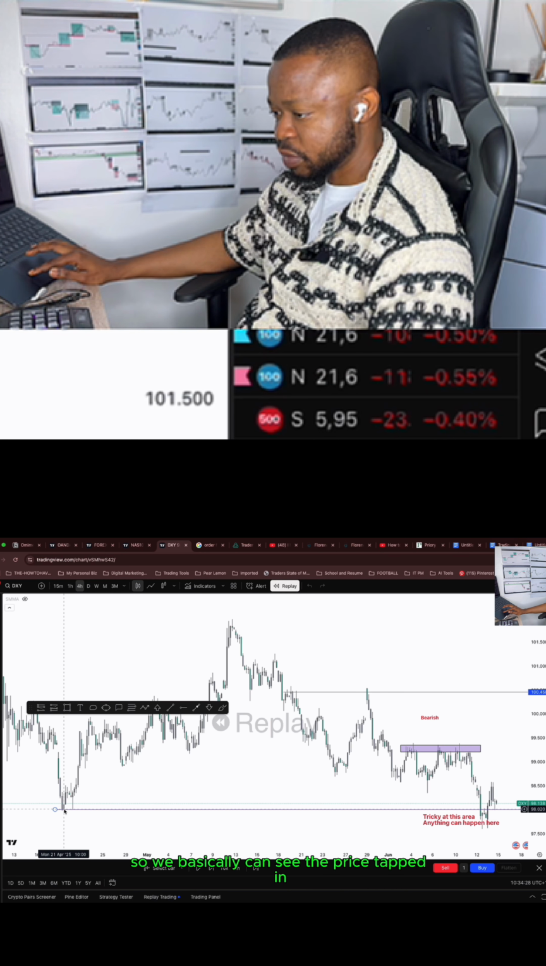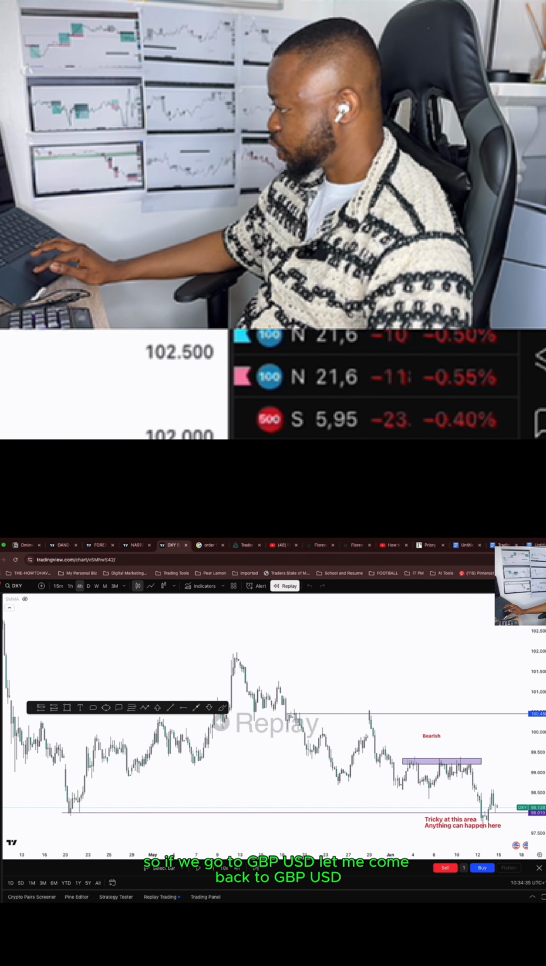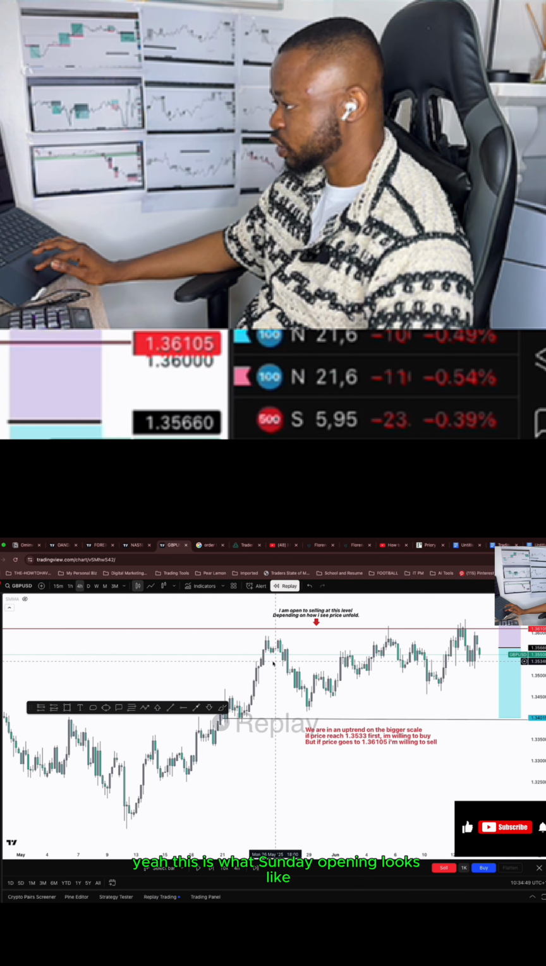We can see that price tapped in this area on the 4-hour time frame. If we come back to GBPUSD, you can see this is exactly what we have going into the weekend. This is on Friday. Let me see Sunday. Yeah, this is what Sunday opening looks like.